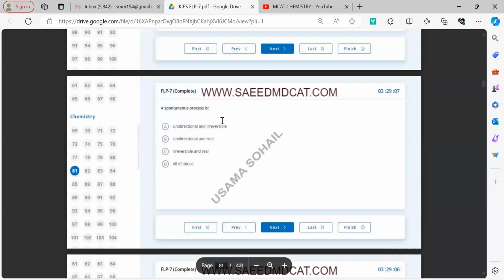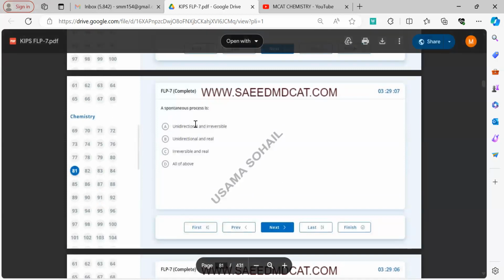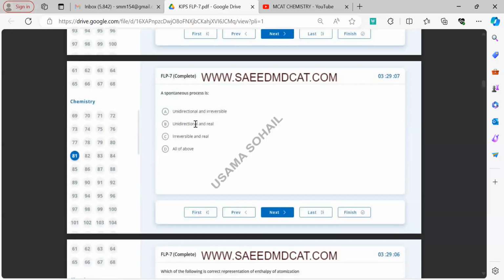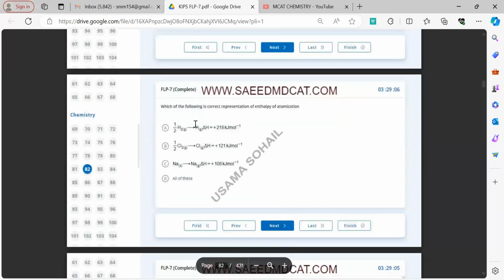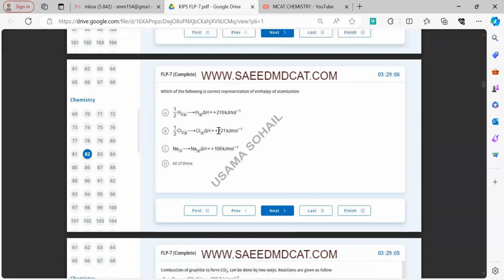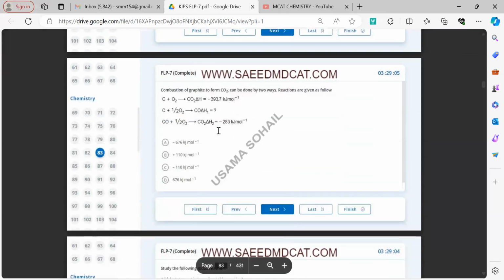In question 81, all of these options are correct because the spontaneous reaction is unidirectional. It only proceeds in one direction, it's irreversible and is always real. Now, all of these are enthalpy of atomization. Why? Because you can see that the enthalpy changes. These are endothermic reactions, and in order to break the bonds, energy is required to be absorbed. So these all are correct.